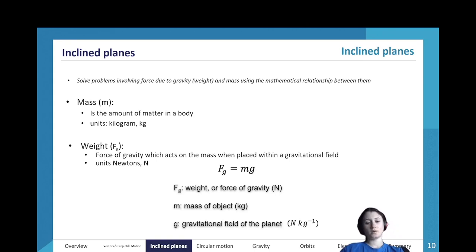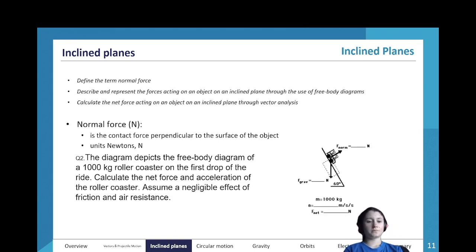So, one of the most important values that you need to understand for inclined planes is normal force. So normal force is the force perpendicular to the surface of the object. Alright, so if you have a look at the diagram on the right, the F norm is the force perpendicular to that surface.